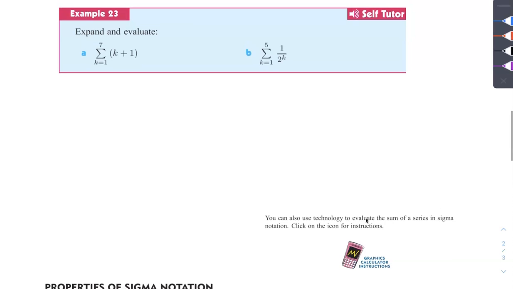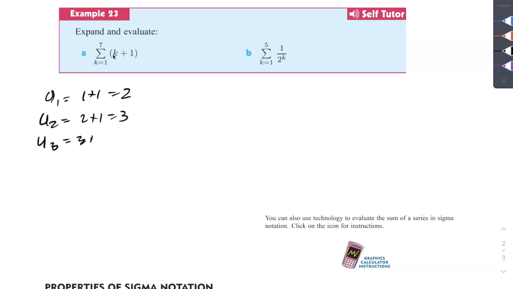Now let's evaluate this using sigma notation. So remember what this means. So we're going to start at 1. We're going to substitute into the equation. So my first term is just plug 1 in. So I get 1 plus 1, which is 2. My second term, I plug 2 in. So 2 plus 1 is 3.